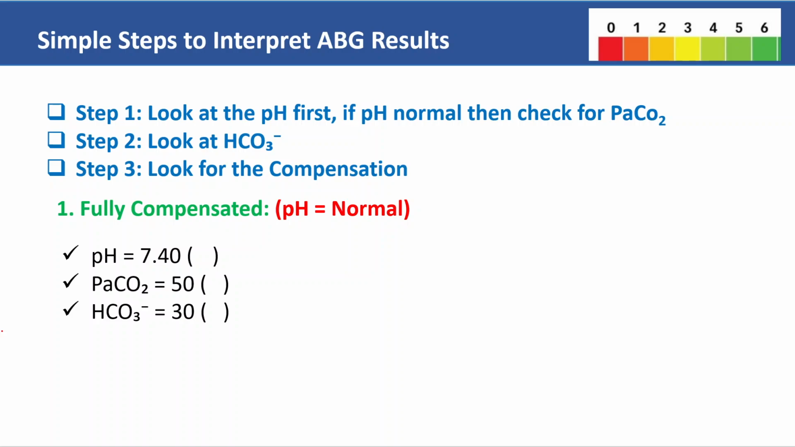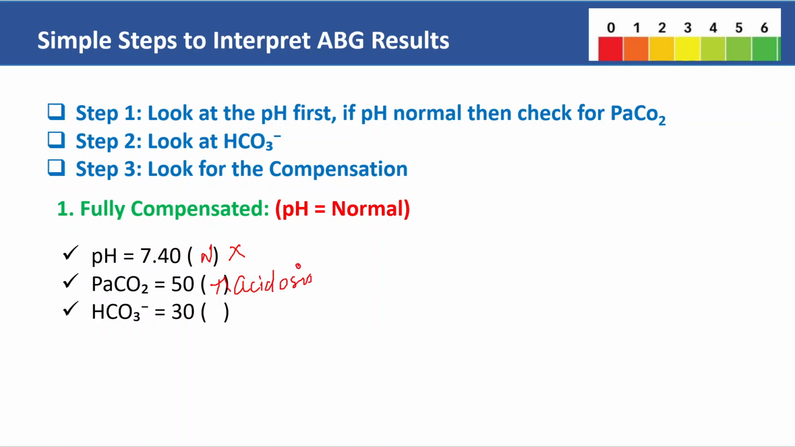Okay, this is a sum where the pH is normal, right? See, it's between 7.35 to 7.45, it's normal. So now I can't diagnose whether it is acidosis or alkalosis. So I need to check for the PaCO2. As I told you, if it is normal, we have to go for the PaCO2. It is 50. So should I go for acidosis or alkalosis? Yes, it is acidosis.